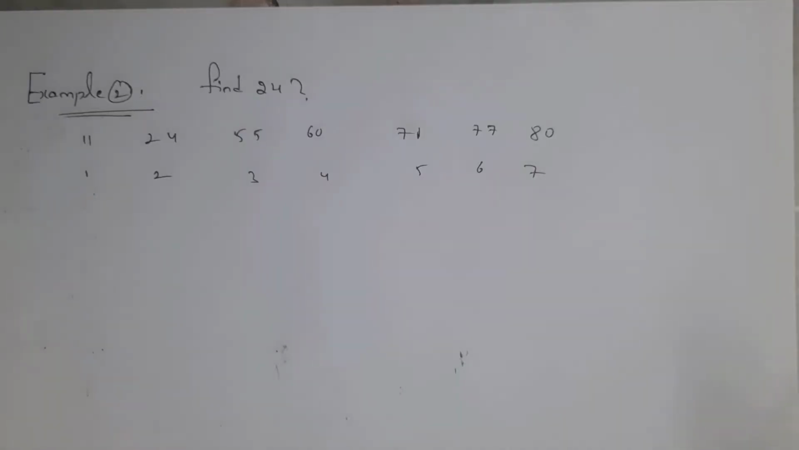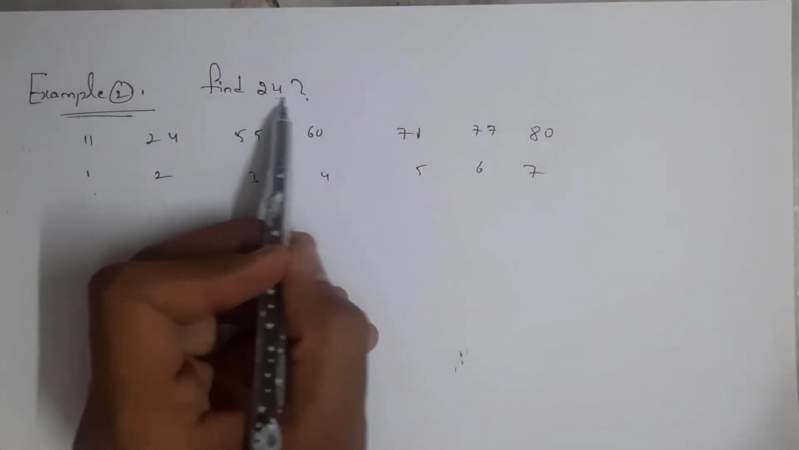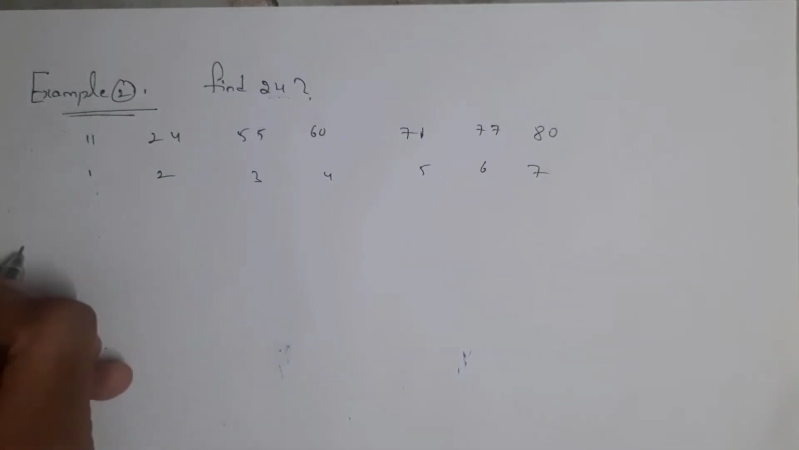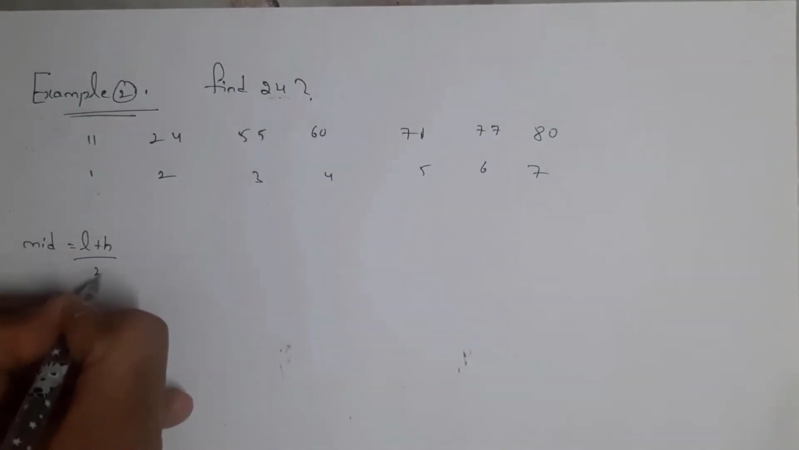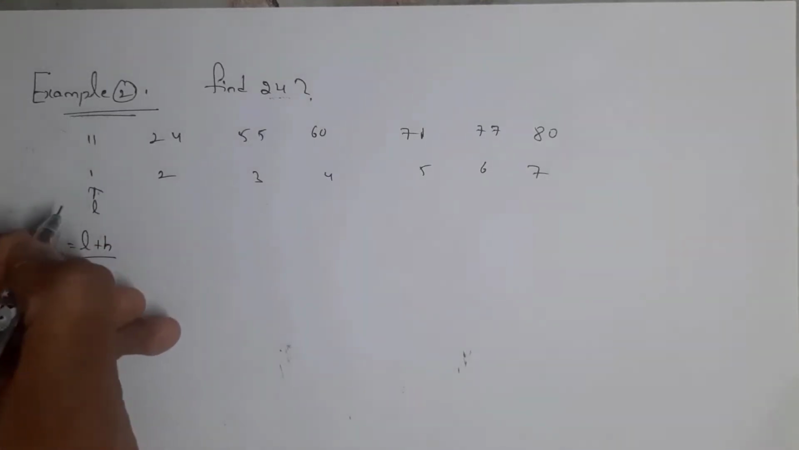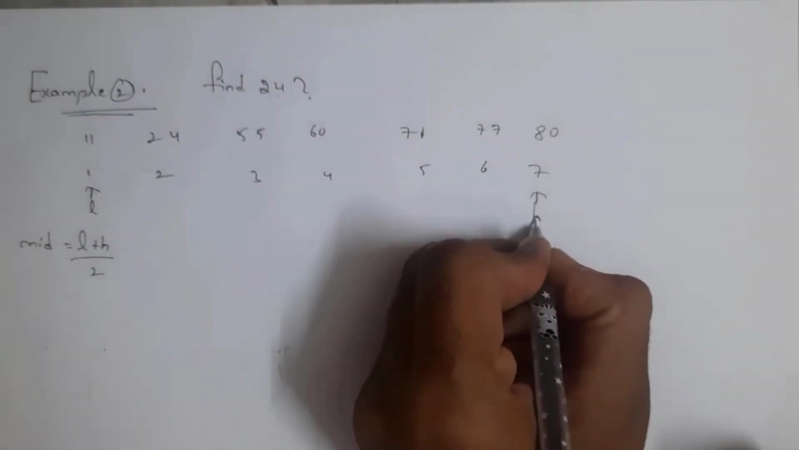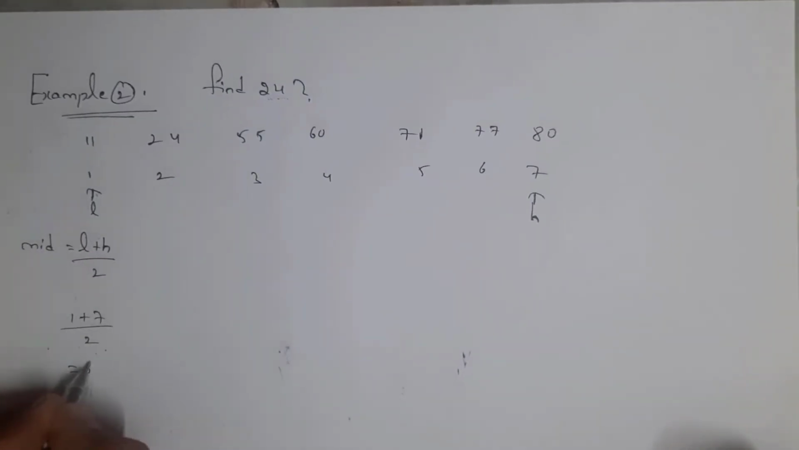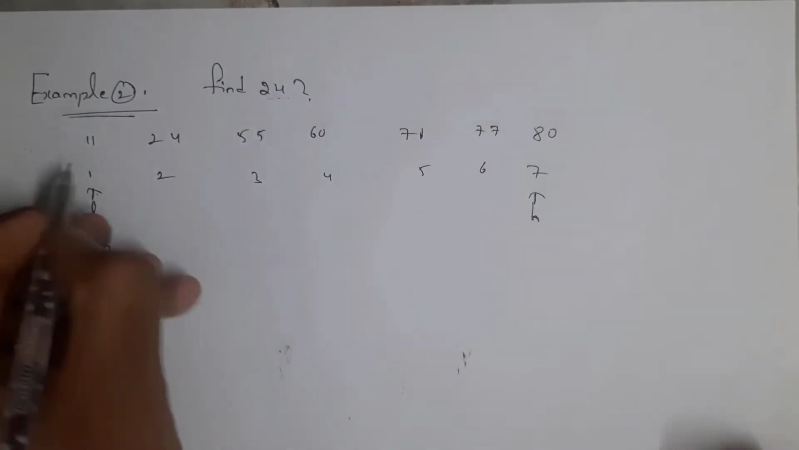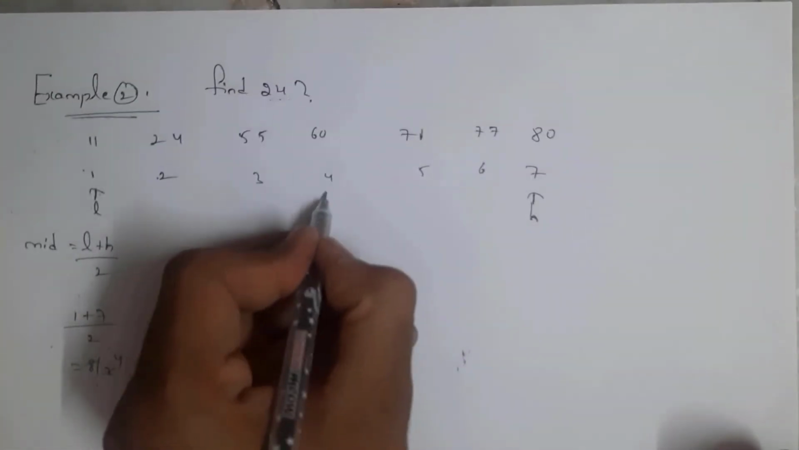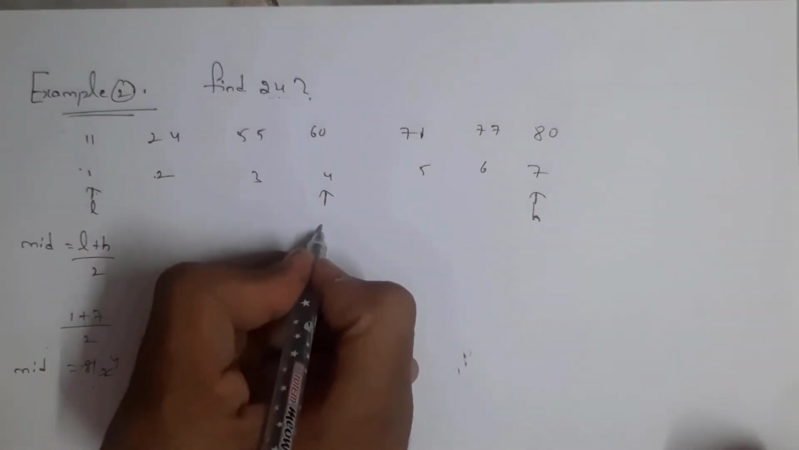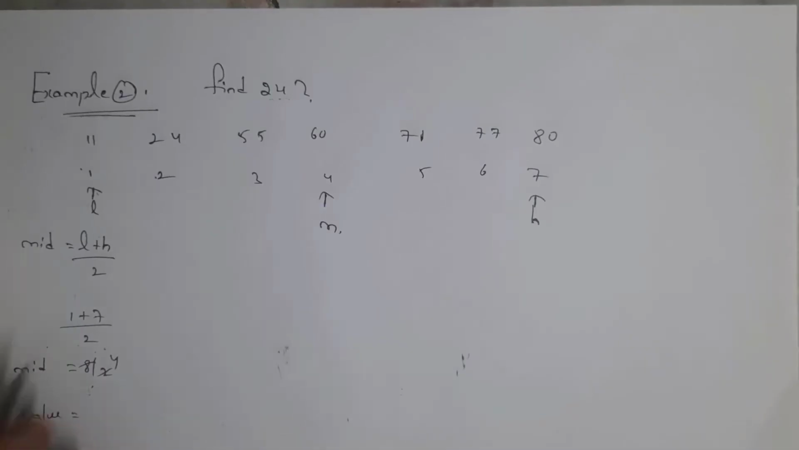This is one more example. Here I need to find element 24. So you need to apply the formula for mid. Formula of mid is lower element plus higher element by 2. Lower element is the first element in the array, and higher element is the last element in the array. That is 1 plus 7 by 2, that is 8 by 2. 2 fours are 8. Value of mid is 4. Value is not equal to mid.